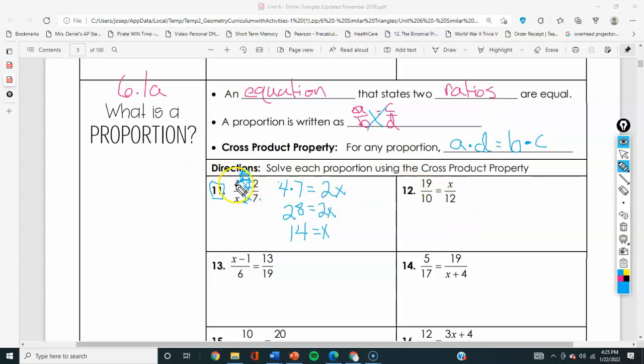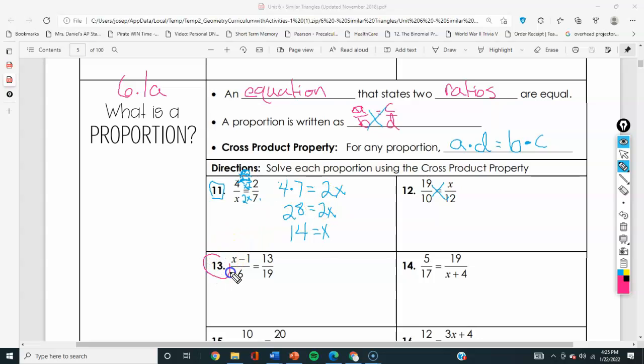Now that works when it's easy to see, but like for 12, how do you go from 12 to 10? That's not so easy, right? Or 10 to 12, I should say. So ones like this, it's going to be advantageous just to cross multiply. If you see the pattern, by all means, feel free to use it.